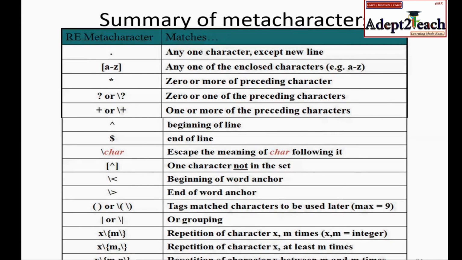This is the summary of the meta characters that we can use if I am looking for one character, or if I'm looking for only alphabets, if I'm looking for zero or more characters, if I'm looking for zero or one preceding characters. Likewise, this is the summary of whatever we have just discussed in the types of operators.